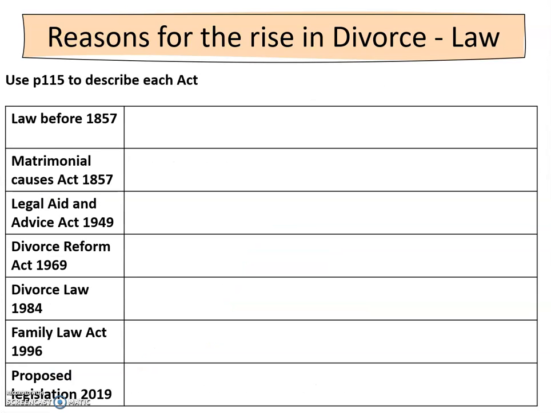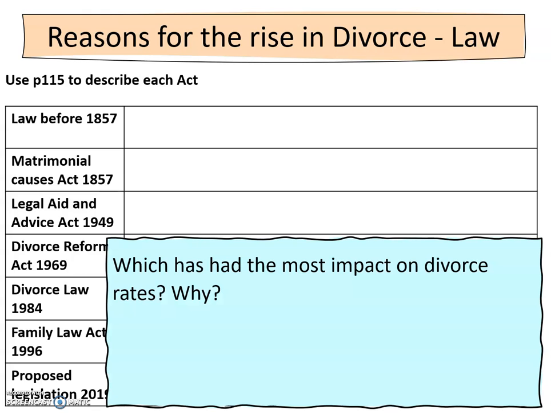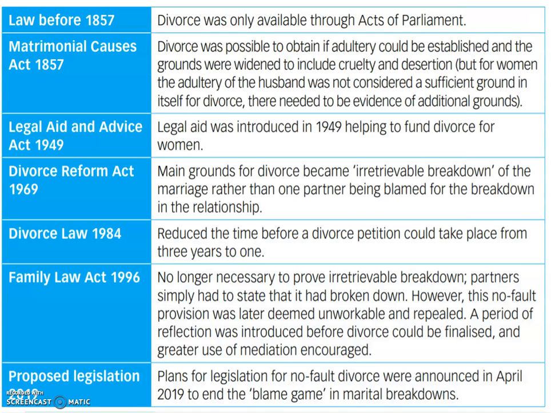So there are a number of key laws, some of which we've already mentioned. For instance, the Divorce Reform Act we've talked about already. If you use page 115, I have put it on the next slide as well to help you figure out what these laws were saying and how this has impacted on divorce. You might want to try and come up with which you think has had the biggest impact on divorce rates and why. So there are your divorce laws. Again, pause, work through at your own pace. Which would you say has had the biggest impact?